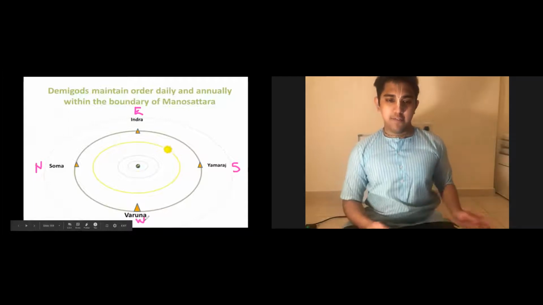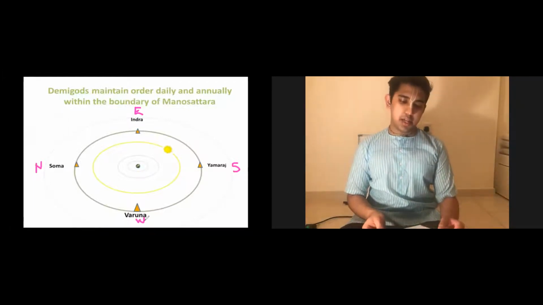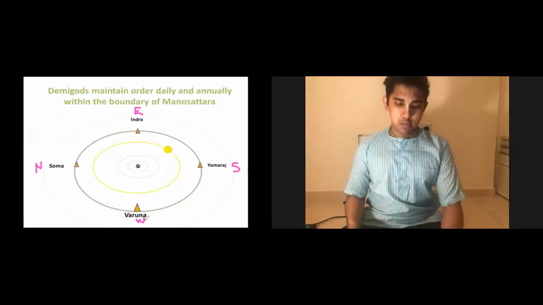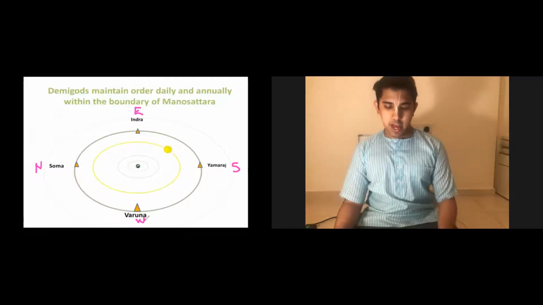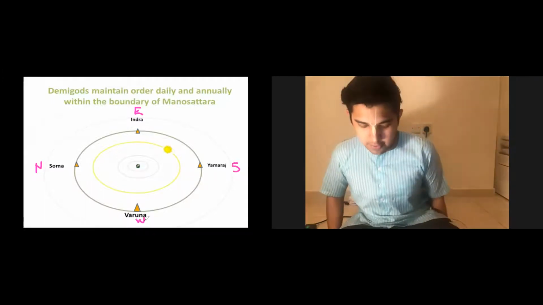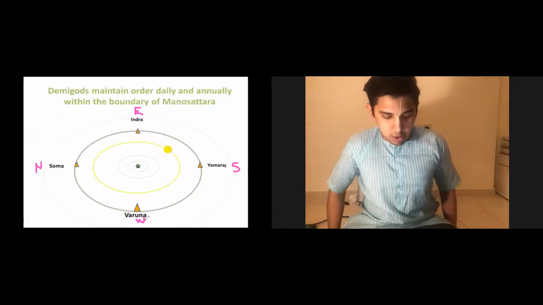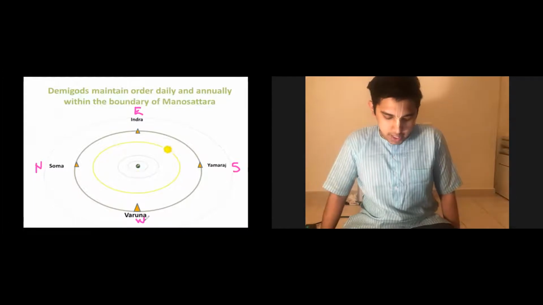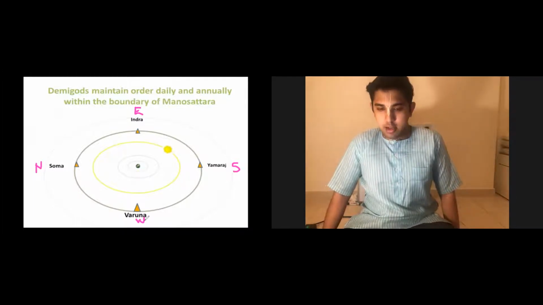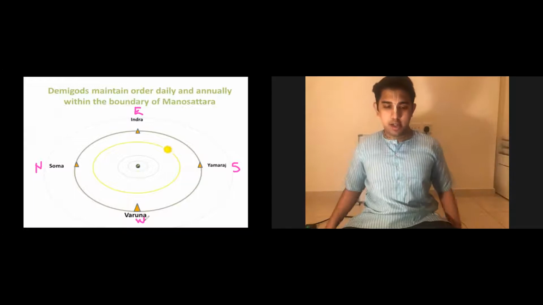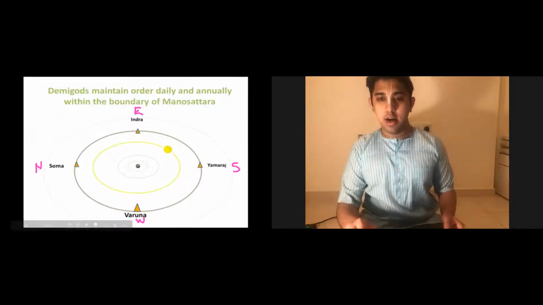So in the north, we have the city of moon god, which is known as Vibhavari. Then we have Devadhama, residence of Indra, which is in the east. We have Nimloka, which is residence of Varuna. And then in the south, Samyamani, residence of Yamaraj. So this is a familiar name, Samyamani.